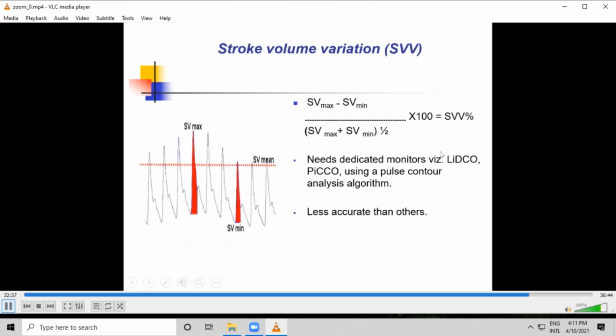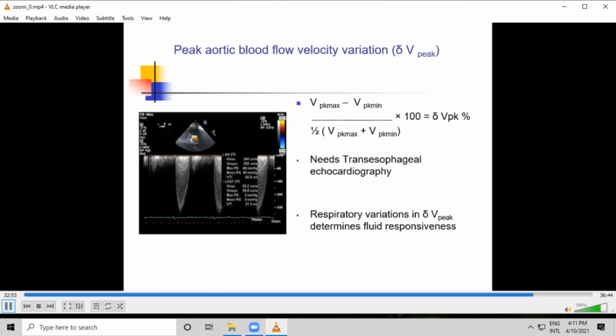Stroke volume variation, SV max minus SV minimum. This is the SV max, this is the minimum during expiration, divided by average, multiply by 100. It needs dedicated monitors like LiDCO, PiCCO using a pulse contour analysis algorithm. It is less accurate than the others. Peak aortic blood flow velocity variation, VPK max minus minimum divided by average, multiply by 100, needs transesophageal echo. Here we see, this is the aortic flow.